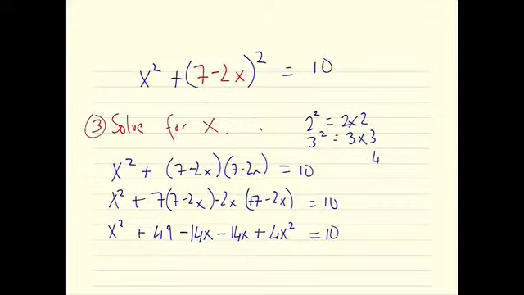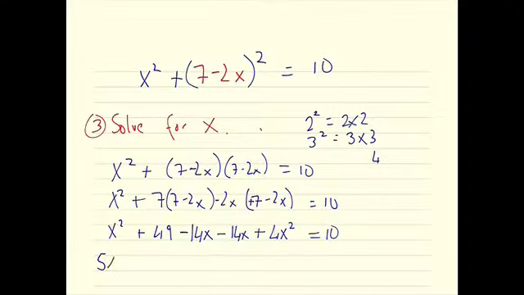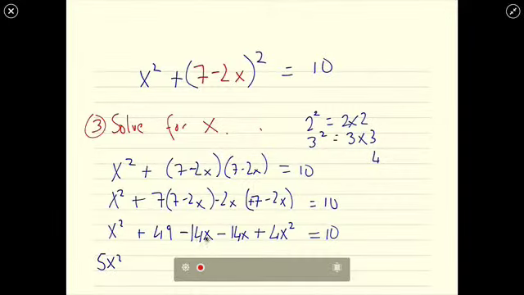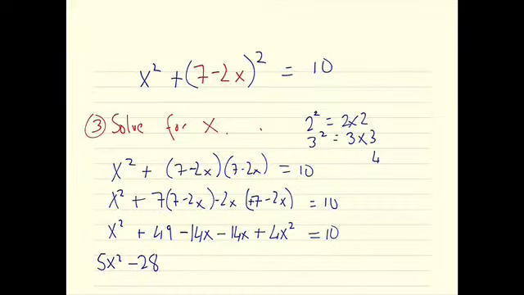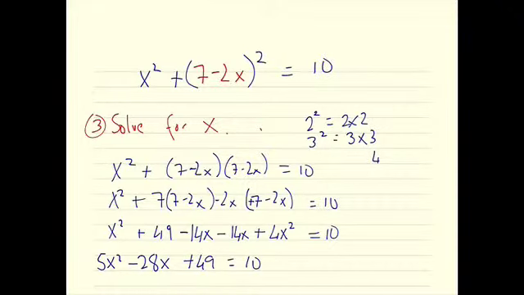Right, next line, let's tidy up. Let's do all the x squareds. How many x squareds have I here? 1x squared there, and I have 4 there. So in total I have 5x squared. Let's do the x's now. I have minus 14x, minus 14x, which is what? No, they're both minus. It's minus 28. See where I got that from? And then I'll do the numbers, which is just plus 49 equals 10.